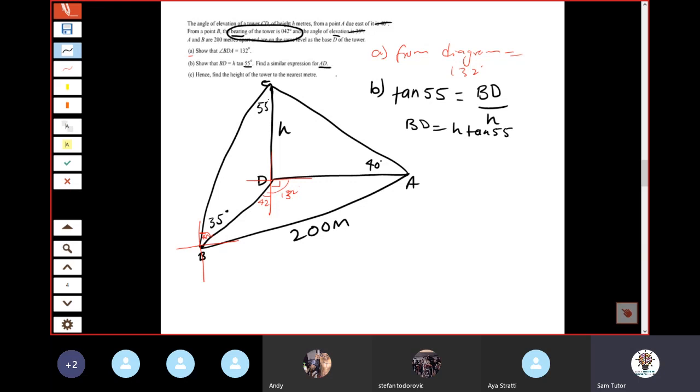Find a similar expression for AD. AD, it's up to you. You wanted to use, I don't know, 50 degrees, or you want to use 40 degrees. Doesn't really matter. I'm going to do 40 just to show you that it doesn't matter. Tan 40 is equal to opposite over adjacent. And then AD is equal to H on tan 40. Any questions?